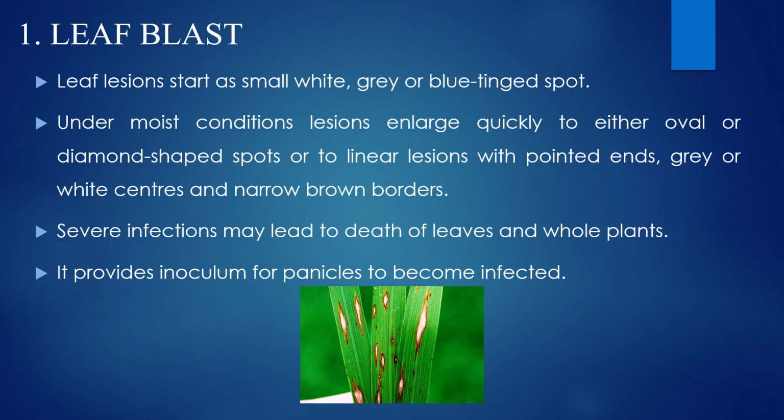The first symptom, leaf blast. Leaf lesions start as small white, gray, or blue tinged spots on the crop. Under moist conditions, lesions enlarge quickly to either oval or diamond shaped spots or to linear lesions with pointed ends, gray or white centers, and narrow brown borders. Severe infections may lead to death of leaves and young plants. It provides inoculum for panicles to become infected. This is the picture of leaf blast on a rice crop.